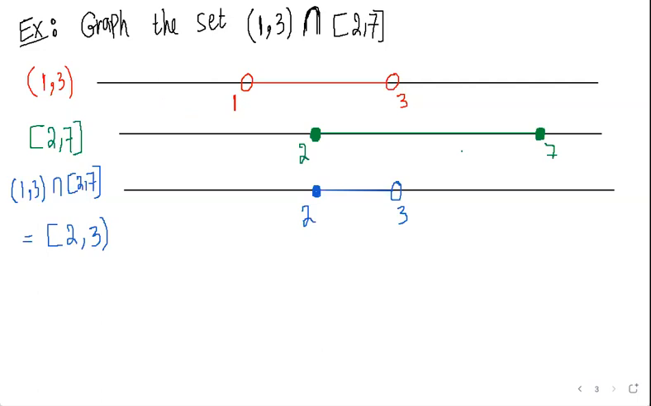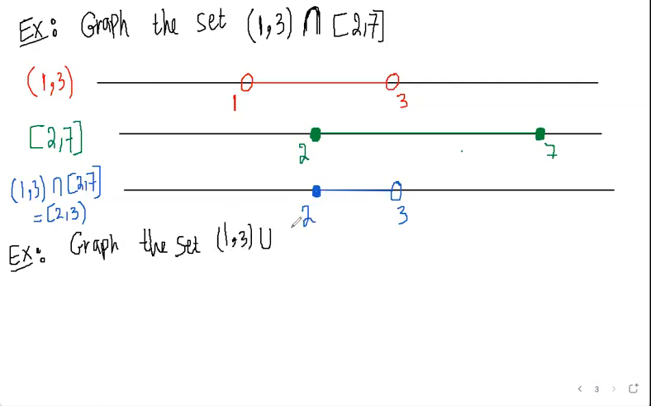Now the same question, but instead of intersect, we're going to use union. So the question is a graph from 2 to 3. Let me write it again. From 2, 3. At 3 is open. So same example. Graph the set 1, 3 open, union 2, 7.